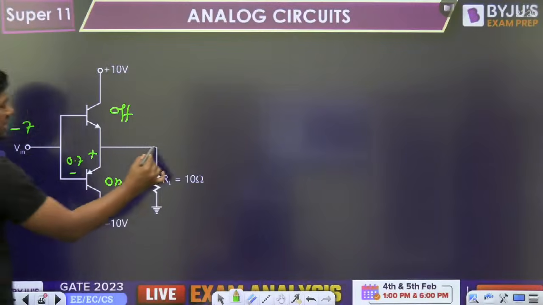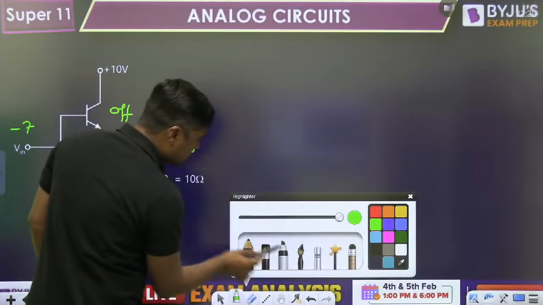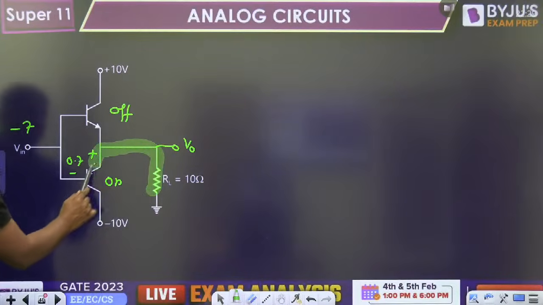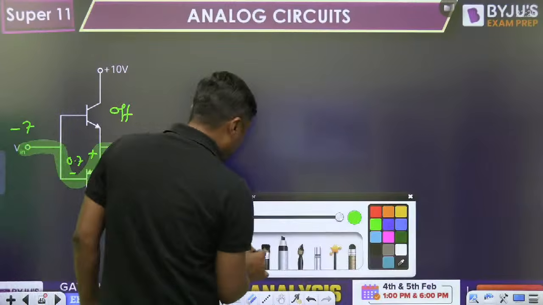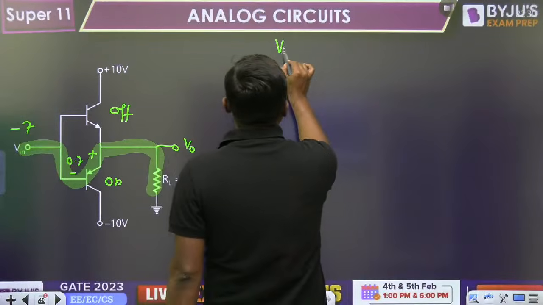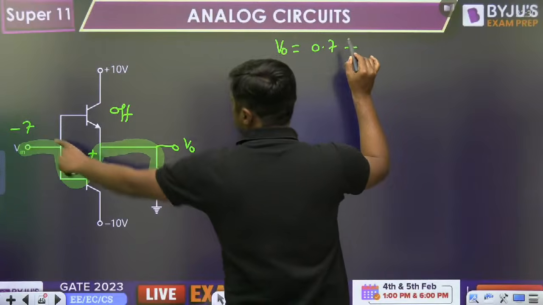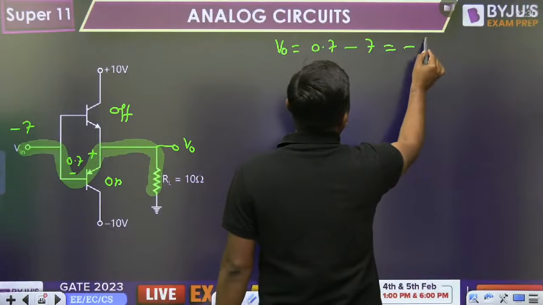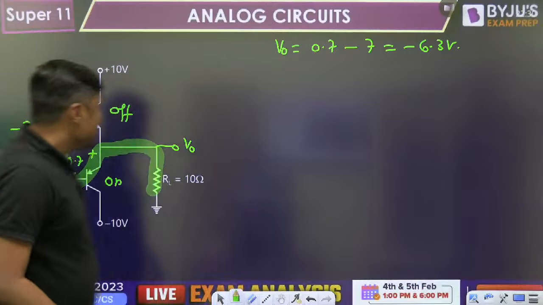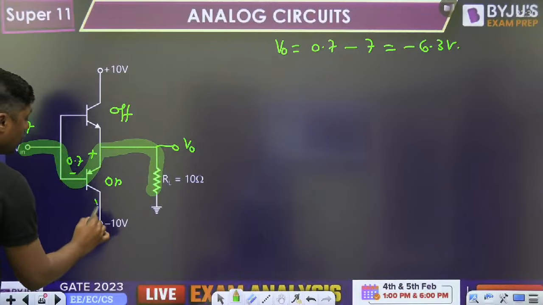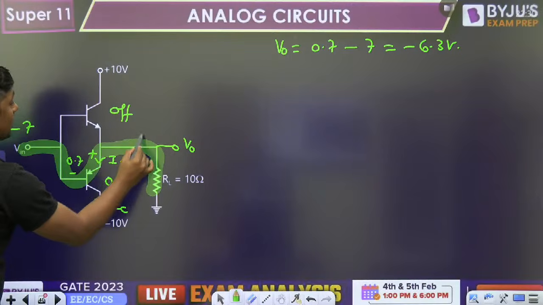Now write down the KVL, my dear friend. You have to write the KVL like this, from this point to this point to this point. When I am writing the KVL, what is the V naught? V naught will become plus 0.7 minus 10 minus 7, that is minus 6.3 volt. In that case, what is the value of IC or what is the value of IE?